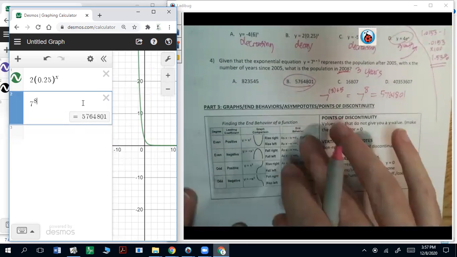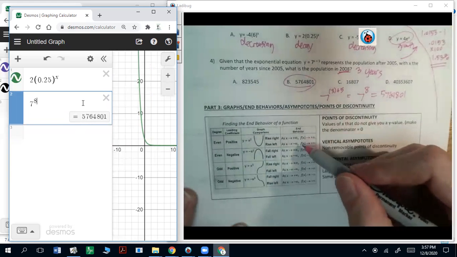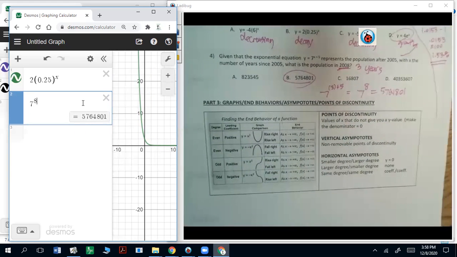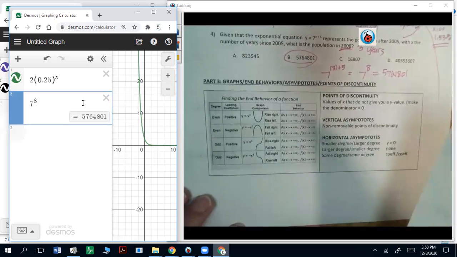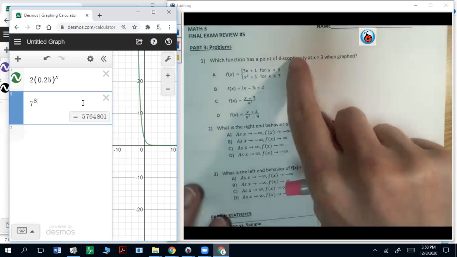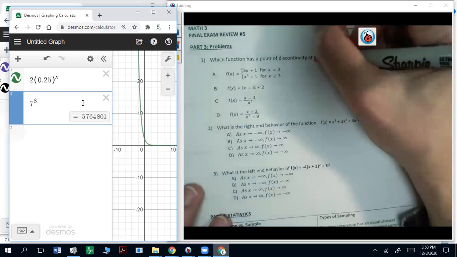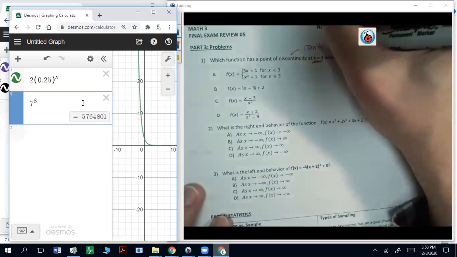Okay, down here goes over the end behavior rules. So we'll graph those and we'll talk about them. And points of discontinuity as well. So let's get into those. So which function has a point of discontinuity at x equals 3 when graphed? So discontinuity, you can't divide by 0.